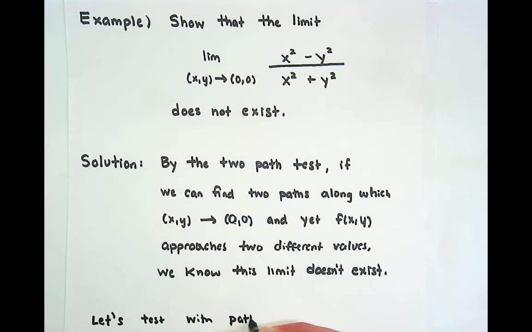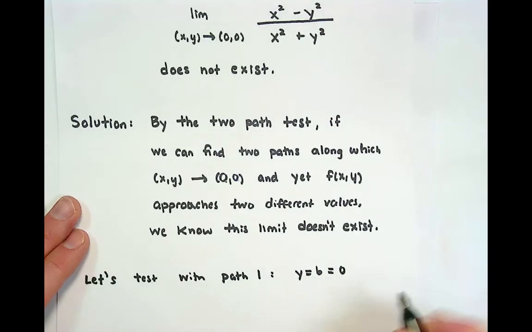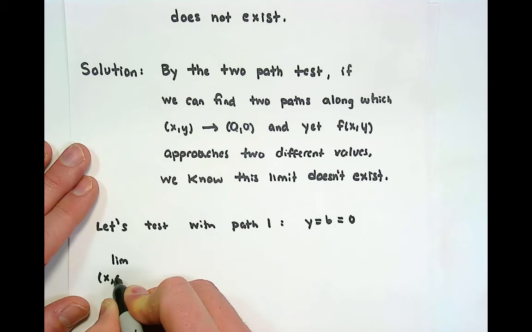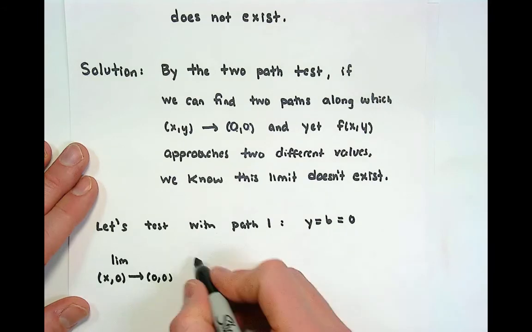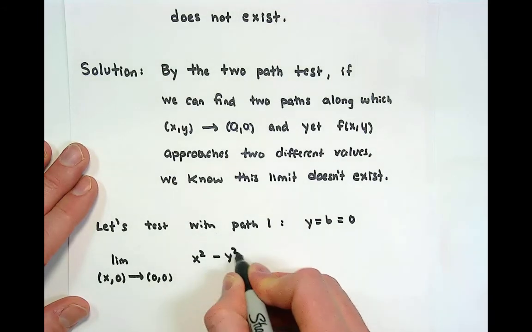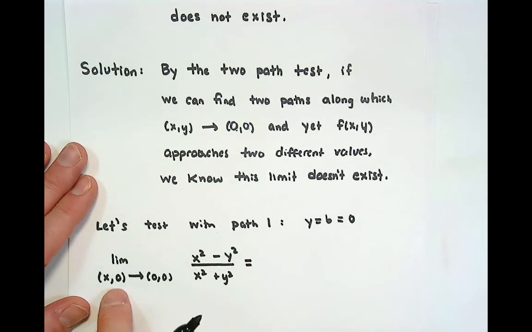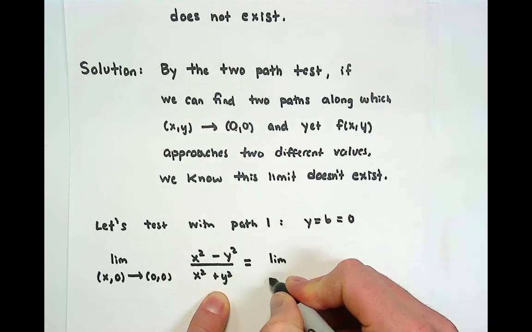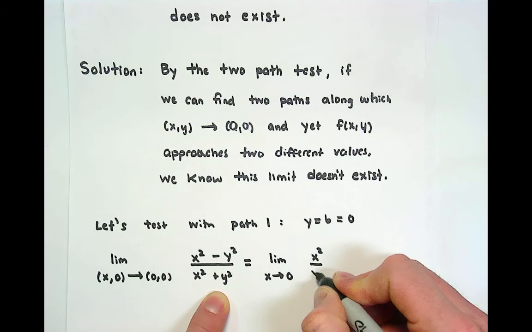with path 1, which was to set y equal to b, and in this case the b value is 0. Okay, so when we look at the limit, instead of x comma y, we're going to take x comma 0 towards 0, 0, so y stays constant, and then we look at x squared minus y squared over x squared plus y squared. And the really nice thing about holding the y constant at 0 is these values become 0, and indeed we've just turned a multivariable limit into a single variable limit.